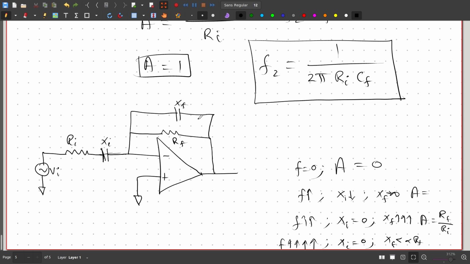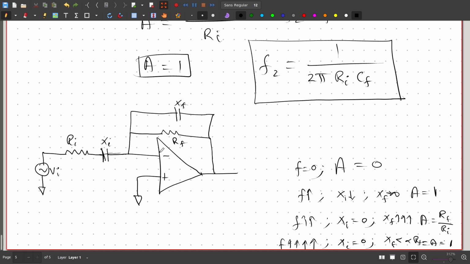And at a certain point, this XF is also equal to this Ri, and at that point the gain becomes 1. So there are two points where the gain becomes 1. So that's what is happening here.